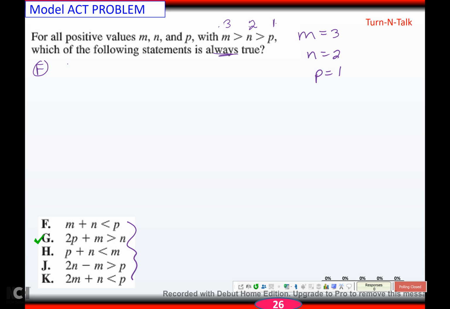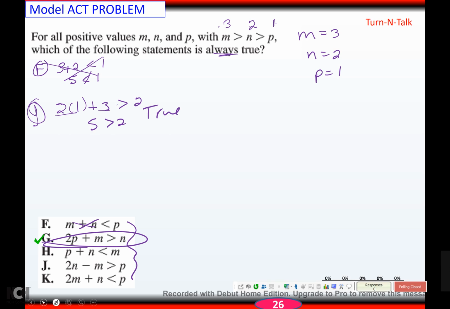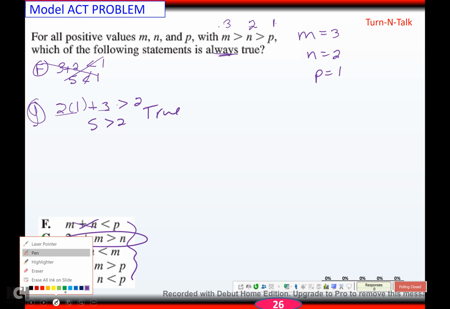So if I try F, I'm going to have 3 plus 2 is less than 1. 5 is less than 1. That is false. So that's not true. 2P plus M greater than N. This is for G. 2 times P, sorry, plus M is greater than N. Well, this would be 2 plus 3 is 5, greater than 2. That's true. And again, once you find it, in a real ACT, I would not check the rest of them. Once you find your answer, you're done. Move on. But again, just for practice's sake, let's look at them.